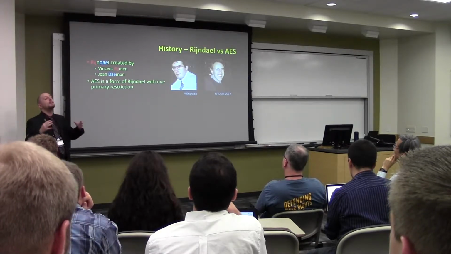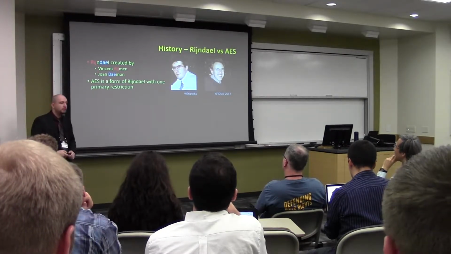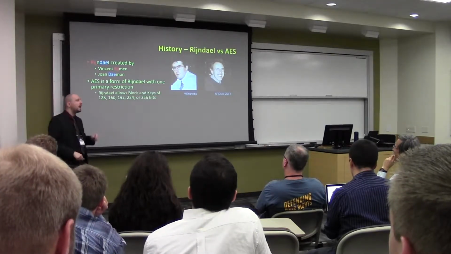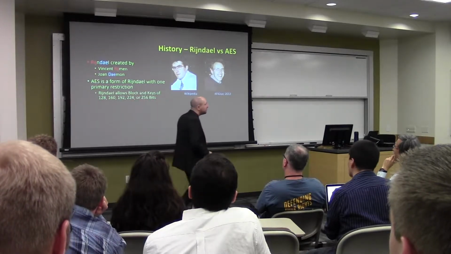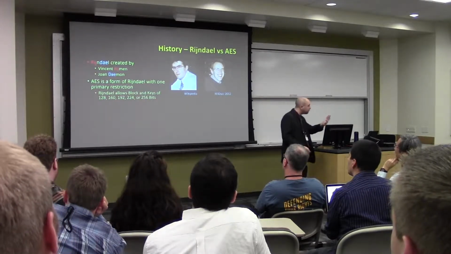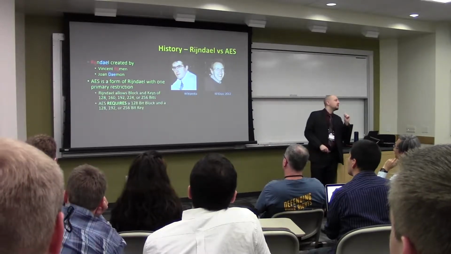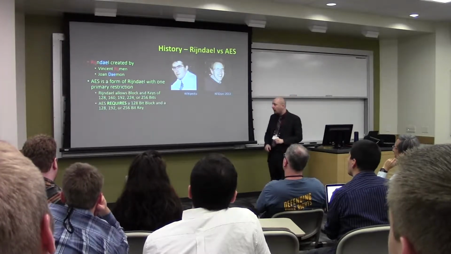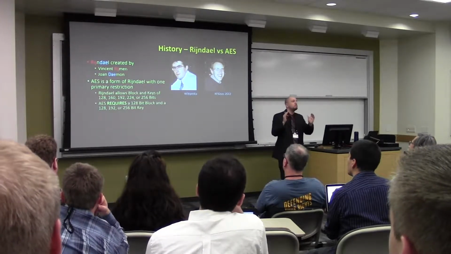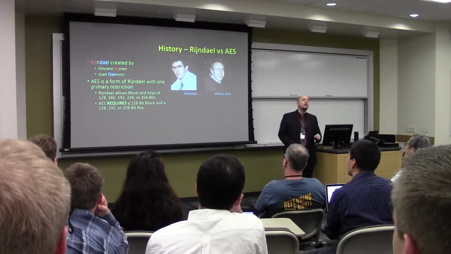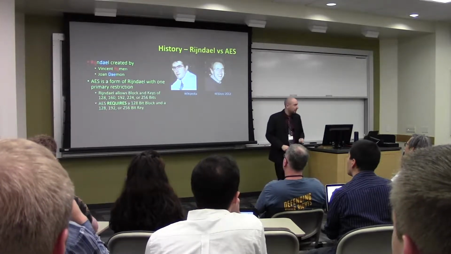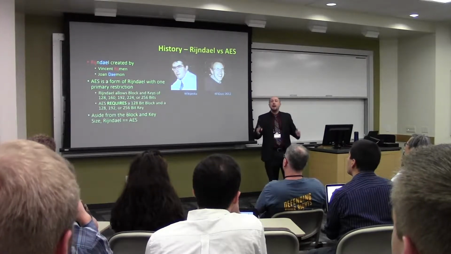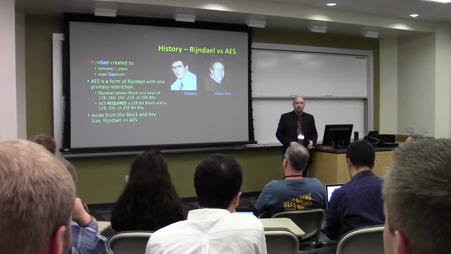AES is a form of Rijndael with one primary restriction. And that restriction is that Rijndael allows blocks and keys of 128, 160, 192, 224, or 256 bits. This is Rijndael. But AES does not. AES only allows a subset of these. It allows 128-bit block. It must be 128-bit block. And a 128, 192, or 256-bit key. Other than that, Rijndael is AES. It's the exact same algorithm, just with a couple of extra restrictions put on.